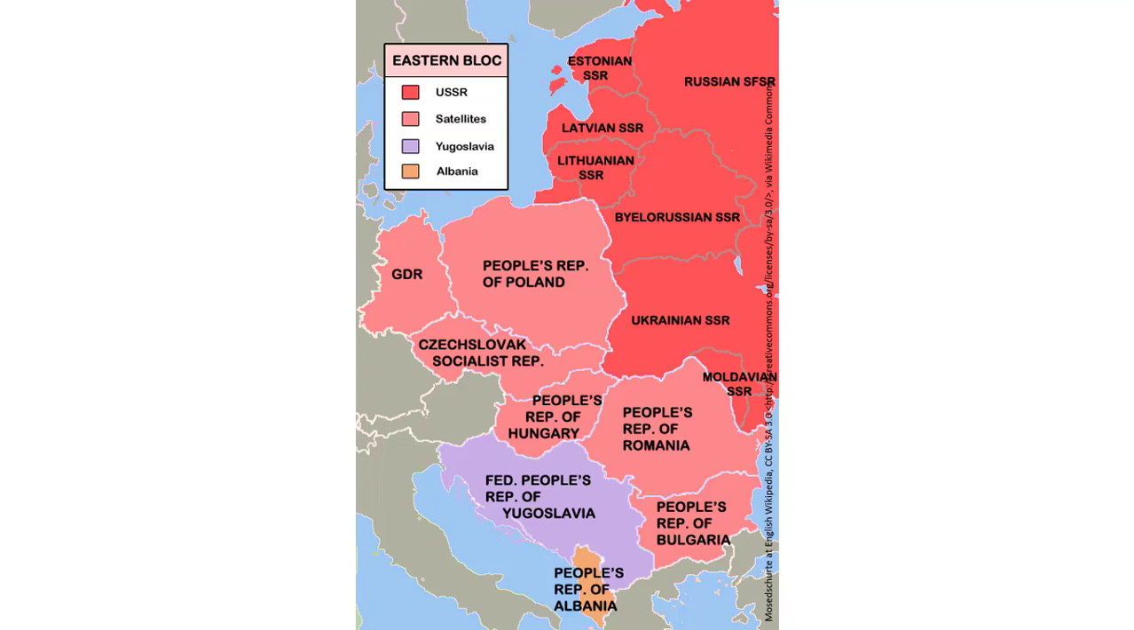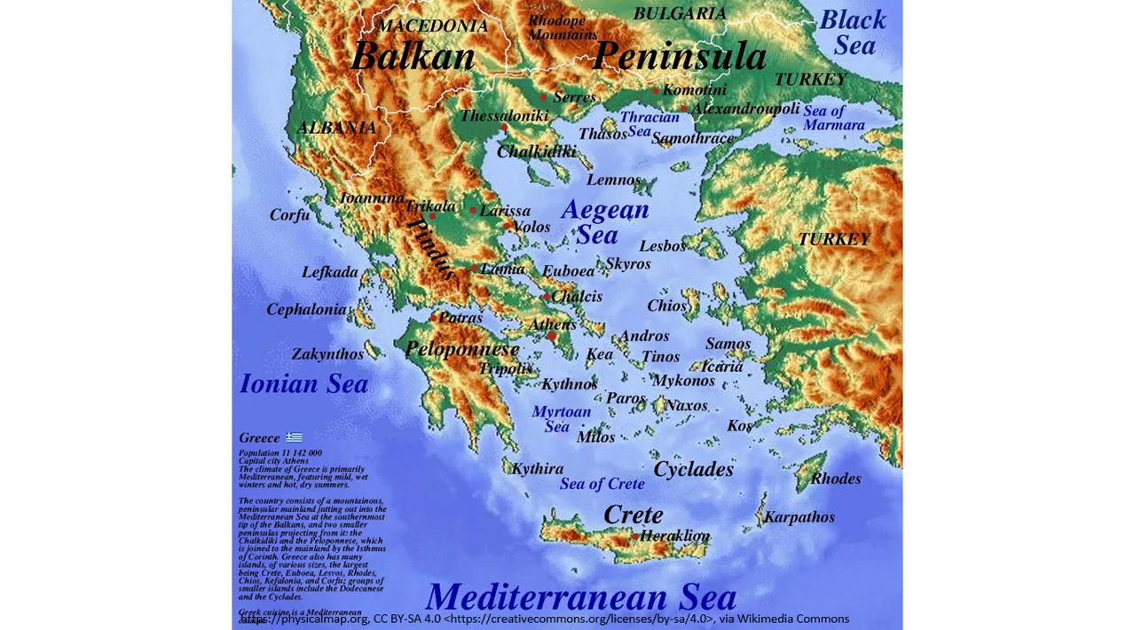The next struggle centered on Greece. Here, communist insurgents fought to take over the country from the ruling monarchy. Stalin personally was in favor of the insurgency, but the United States decided to support the monarchy to prevent the continuing spread of communism. Greece successfully fought off the communists, but it was becoming clear the two superpowers would not be able to peacefully coexist.